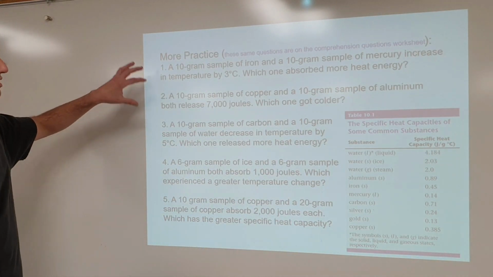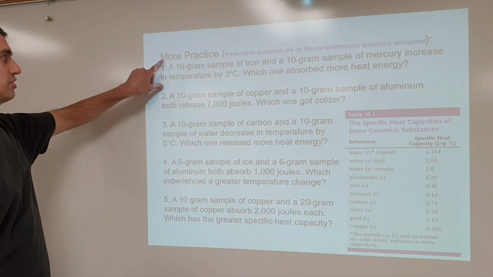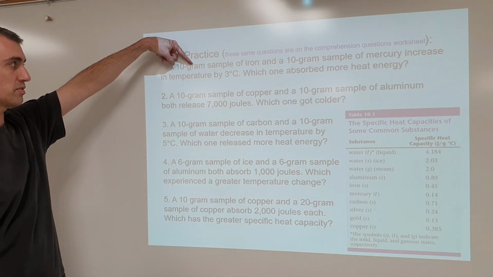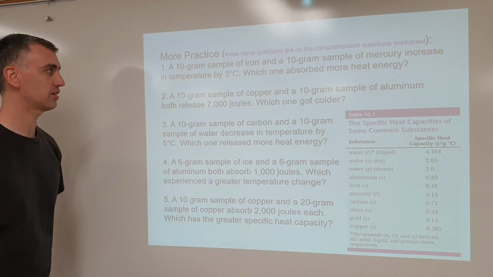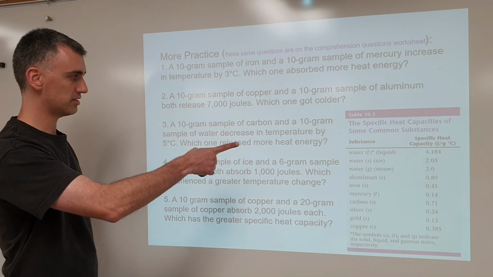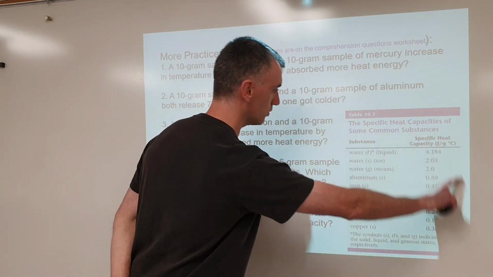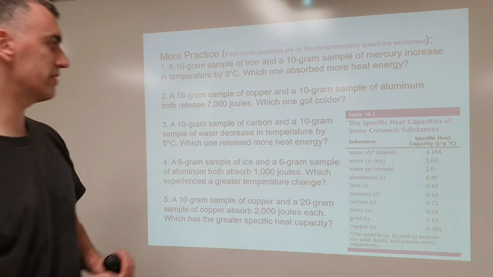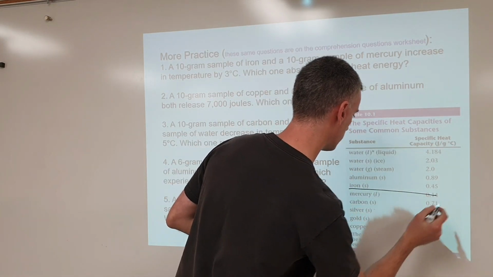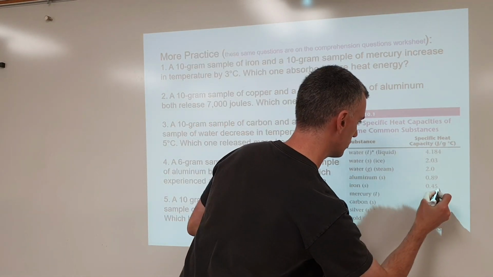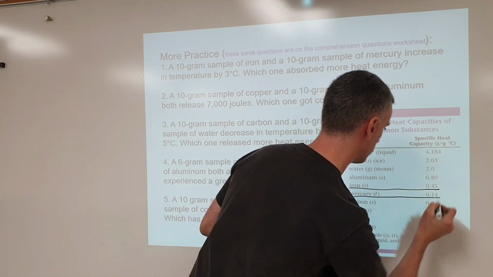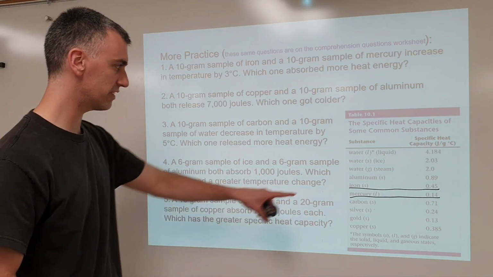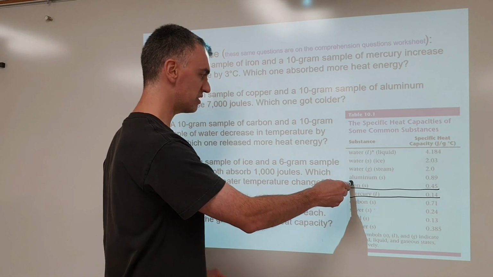Now, if we want to understand how to do this, we've got to think about the thought process behind answering these questions. A 10-gram sample of iron and a 10-gram sample of mercury increase in temperature by 3 degrees Celsius. Which one absorbed more heat energy? We're going to do everything in terms of specific heat capacity. Specific heat capacity will tell you what you need to know in order to answer this question. So you're going to choose between iron and mercury by looking at their specific heat capacities. Here's iron, and there's mercury. You can see that iron has a significantly higher specific heat capacity than mercury.